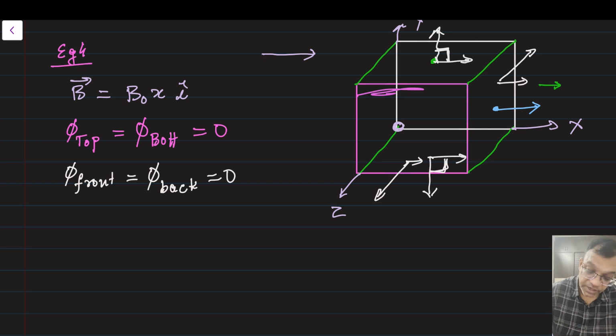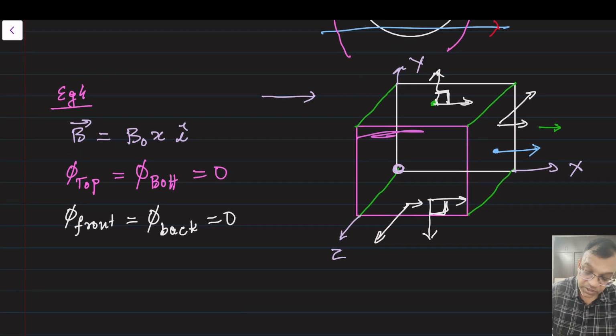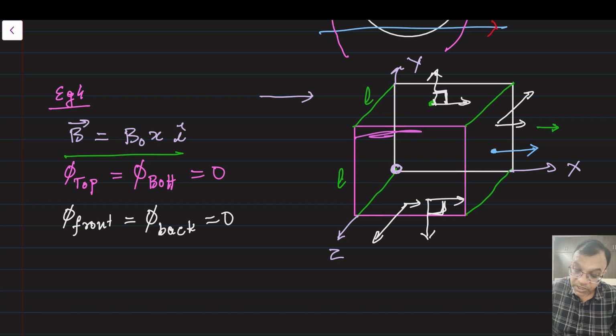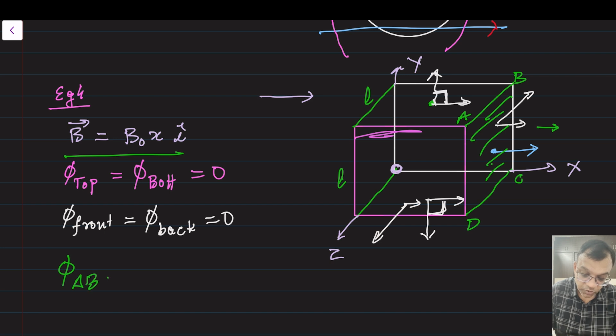Let us consider this cube of side L. This I forgot to tell. Now it is given B is B naught x. So what is the value of x here? L. So what is the value of the magnetic field for the surface ABCD? The flux linked with ABCD is equal to B, which is B naught into L, and the area is L square. So this is the flux linked with ABCD.